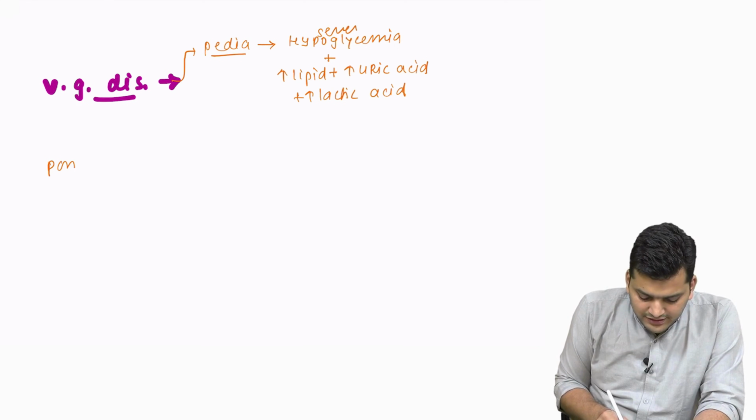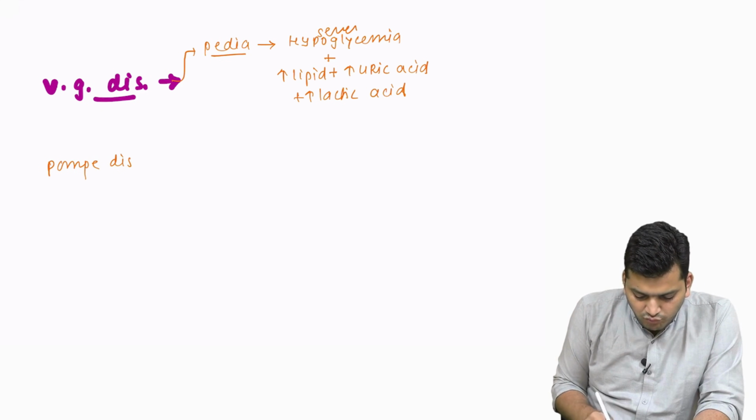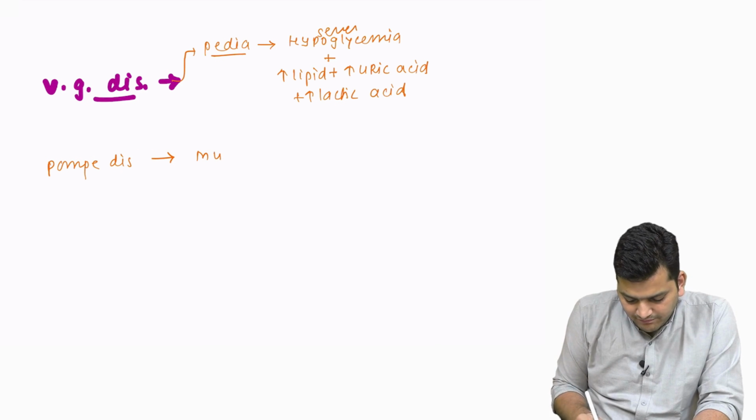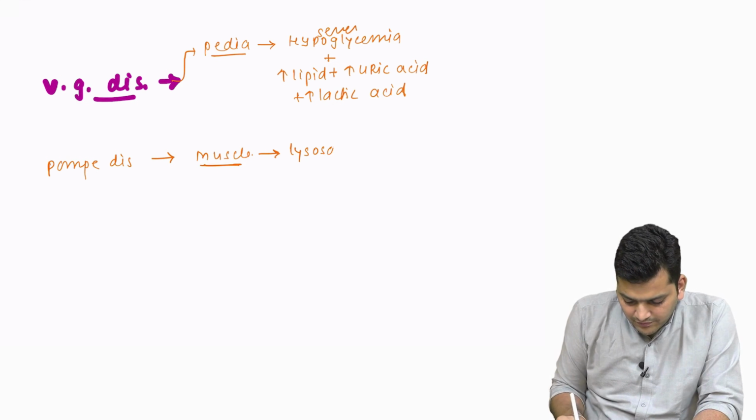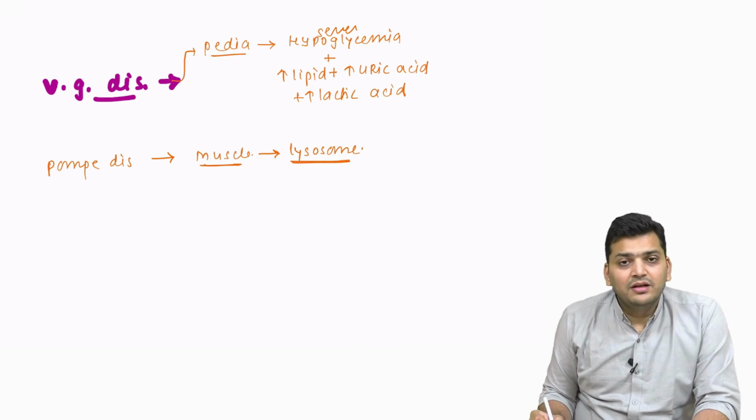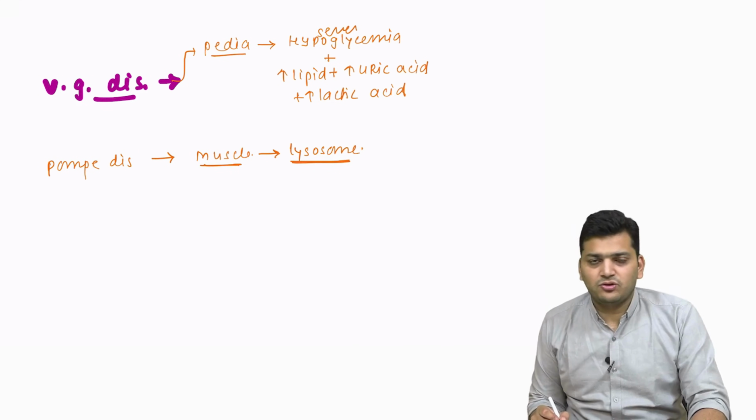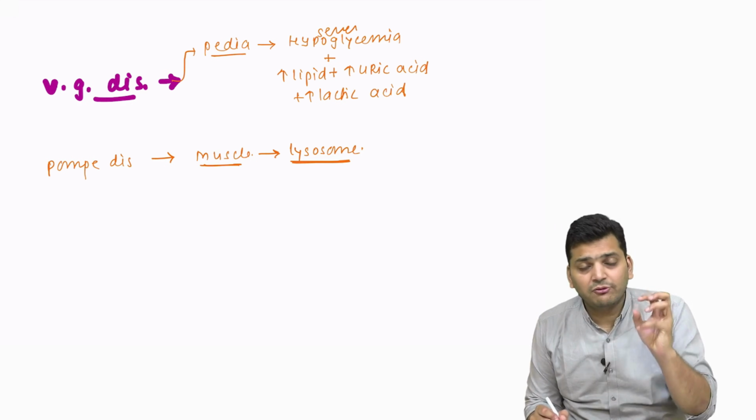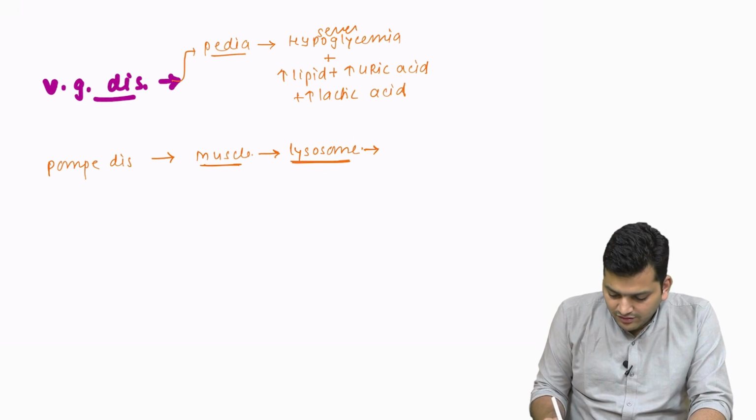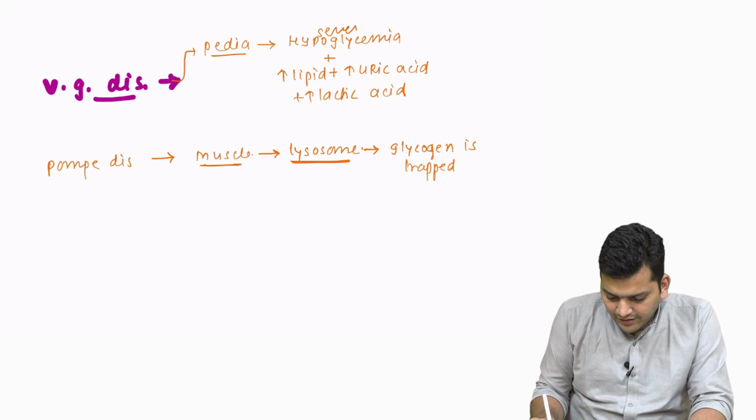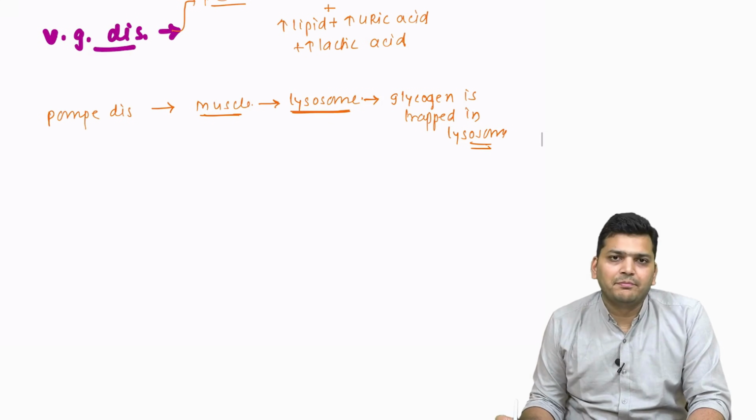When it comes to Pompe disease, it is going to affect the muscles. In the muscles, particularly the lysosomes. So in the MCQ, if they say the glycogen is accumulating inside the lysosome, when we did the biopsy, we found the glycogen inside the lysosomes, they are talking about Pompe disease. So the glycogen is trapped in lysosomes. If the glycogen is trapped inside the lysosome, they are talking about Pompe.